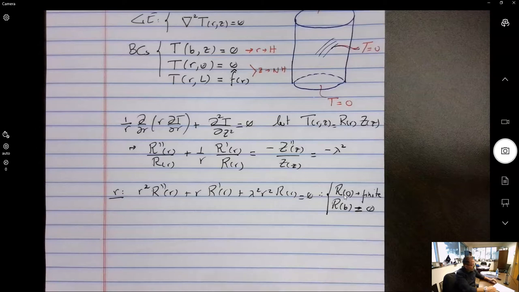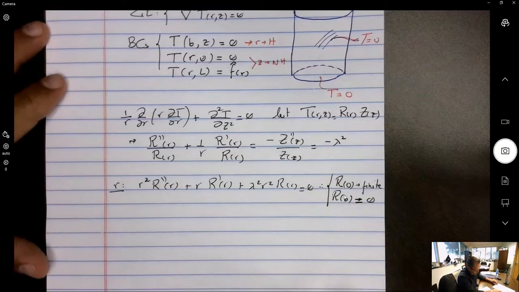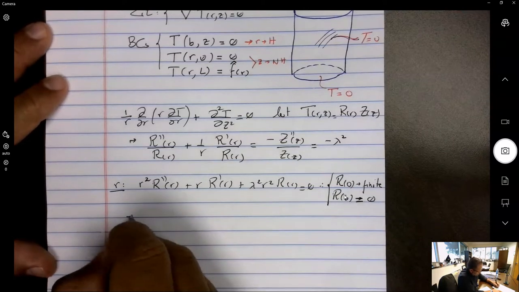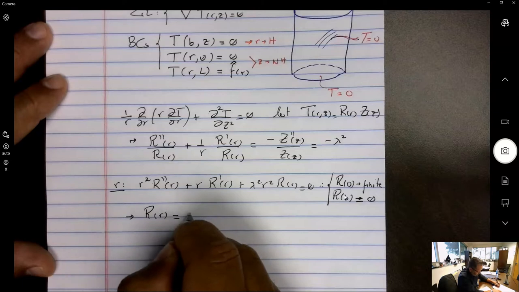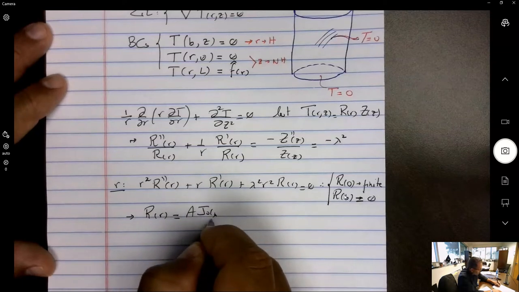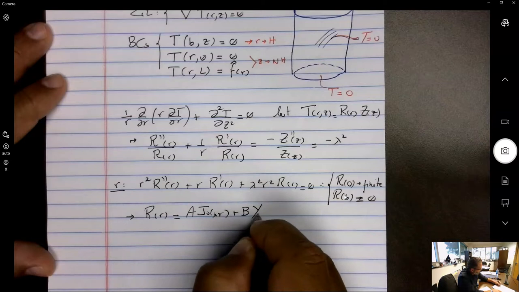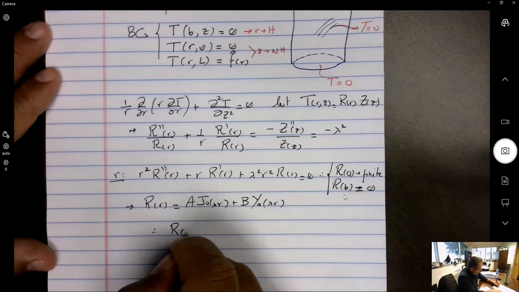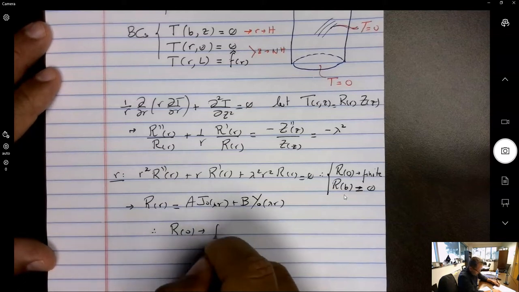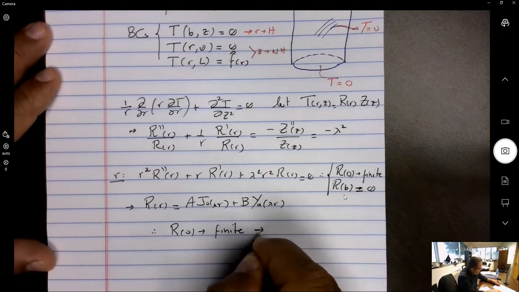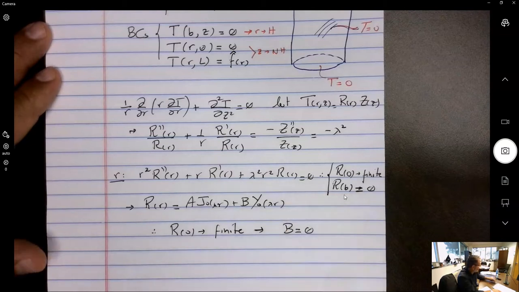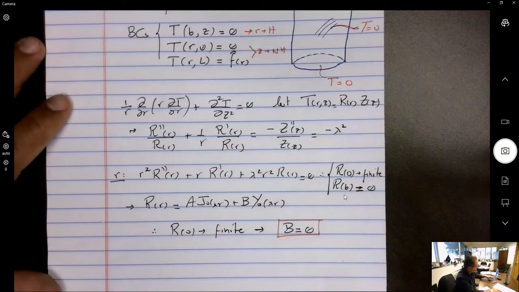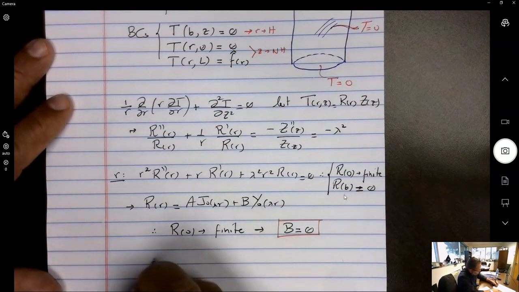That's the equation and the conditions that we end up with, separated already because they're homogeneous. So the solution to this equation is A J0 of lambda R plus B Y0 of lambda R. Again, since the solution at radius 0 should be finite, that results immediately in B equals 0. We cannot keep the Bessel function of the second kind because that one is singular at R equals 0.